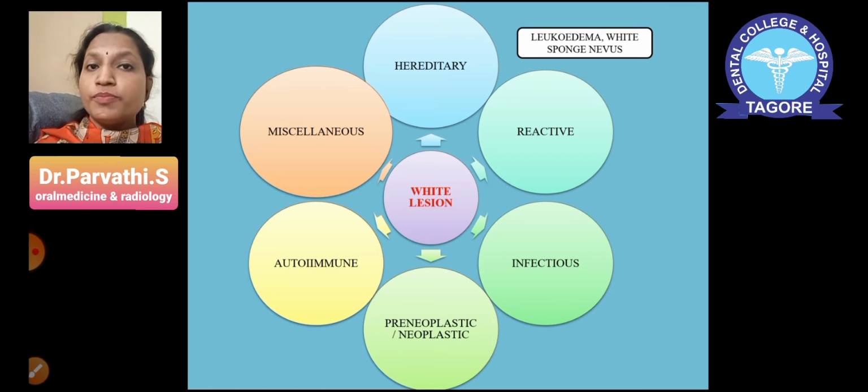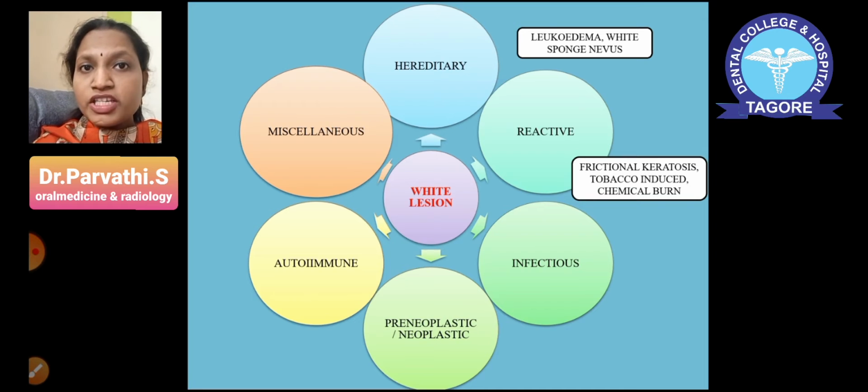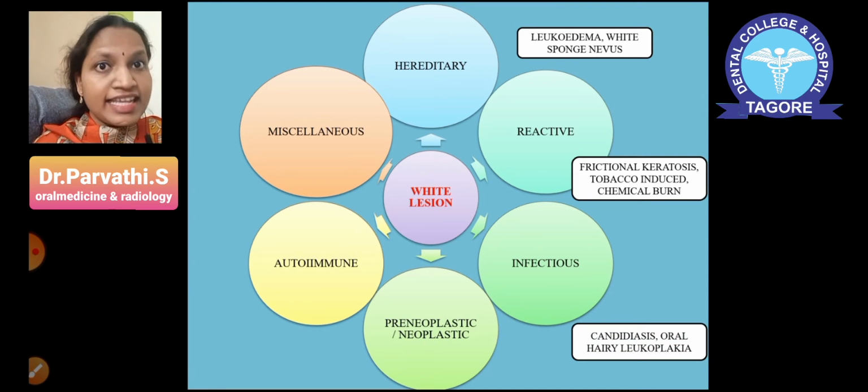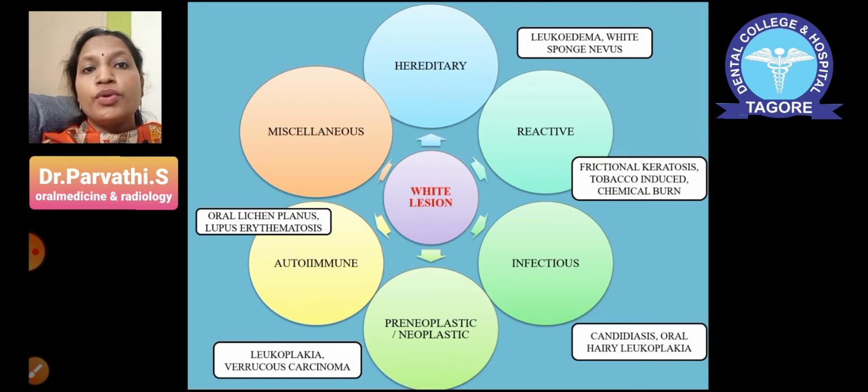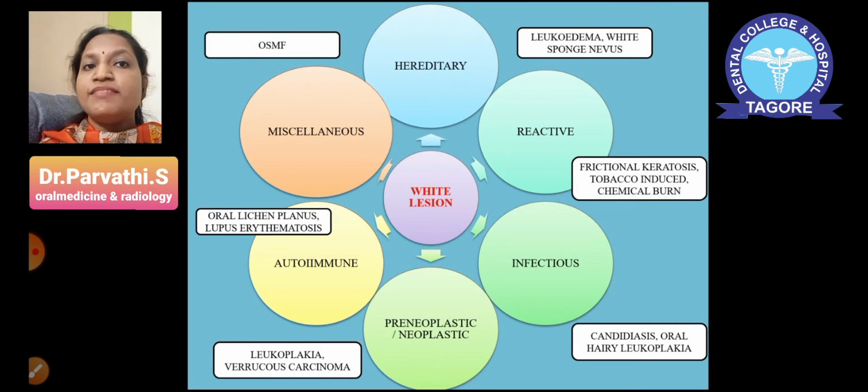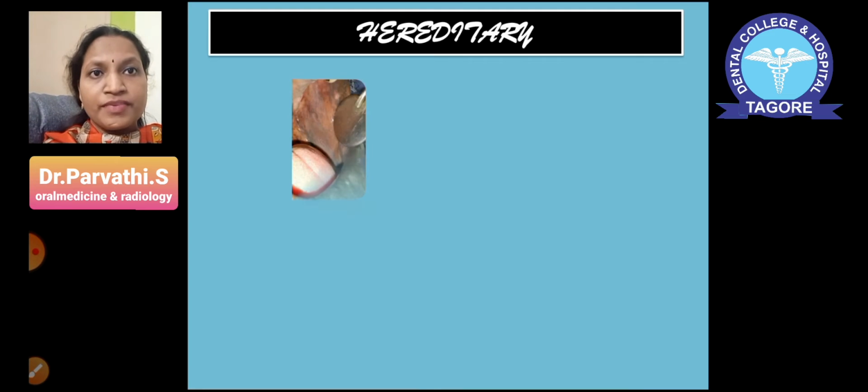In hereditary, the most important are leukoedema and white spongy nevus. In reactive or inflammatory, we have frictional keratosis, tobacco-induced keratosis, and chemical burn. In infectious, we have candidiasis and oral hairy leukoplakia. In preneoplastic and neoplasia, we have leukoplakia and verrucous carcinoma. In autoimmune disorder, oral lichen planus and lupus erythematosus. And oral submucous fibrosis comes under the heading of miscellaneous. So now we'll see each white lesion separately. First we'll go with the hereditary.